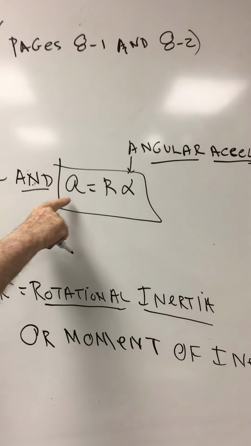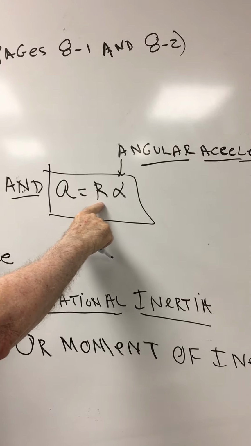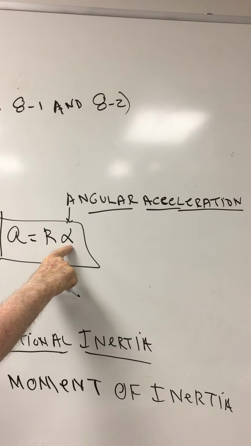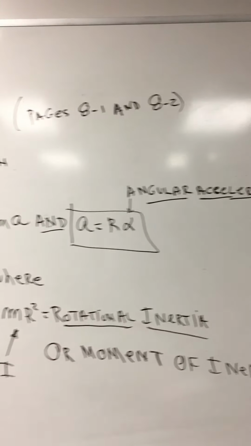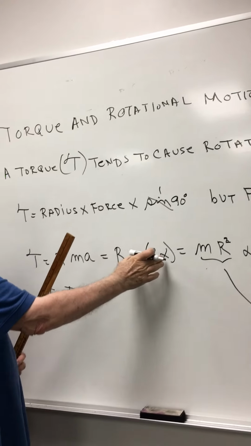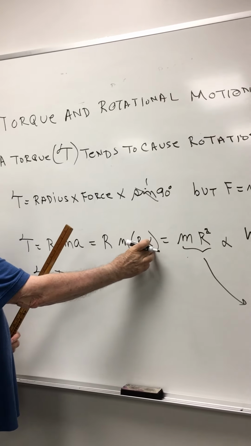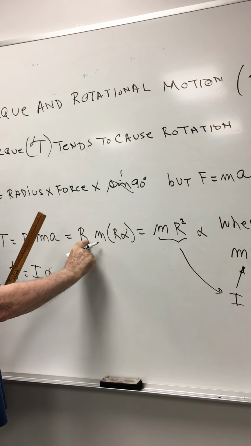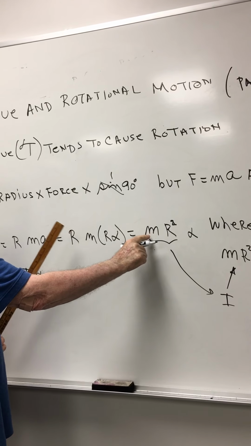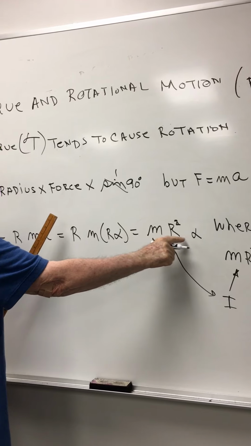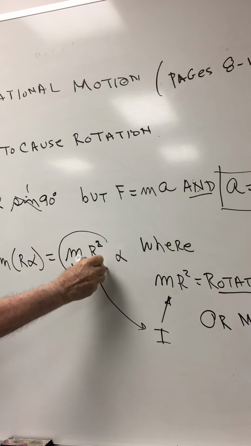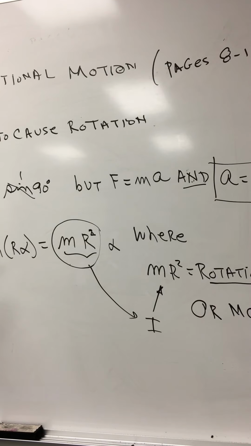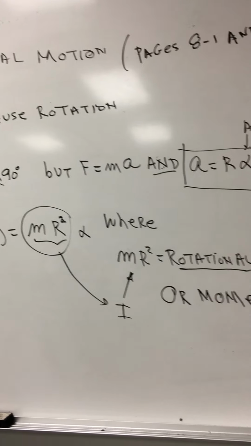The acceleration is equal to the radius times the angular acceleration, and that letter is alpha, Greek letter alpha. So I put that in here, like this, now. And now we have r times r, that would be r squared. And this could be written as mr squared times alpha, where mr squared stands for the moment of inertia. It's called the moment of inertia, or the rotational inertia.